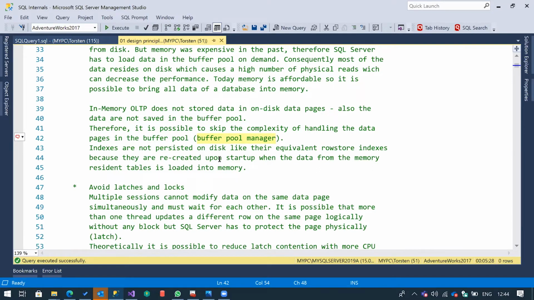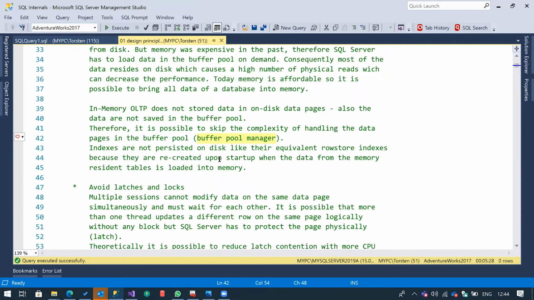There's a checkpoint process, which is running asynchronously, depending on your RTO, recovery time objective, which is 60 seconds. I think that's the default. And depending on the amount of data changed in the buffer pool, so the number of dirty pages, the checkpoint will write the pages to disk in order to make sure that you do not have to wait forever when your SQL Server restarts. That is the only reason why we have to harden the data pages to disk in a traditional engine.